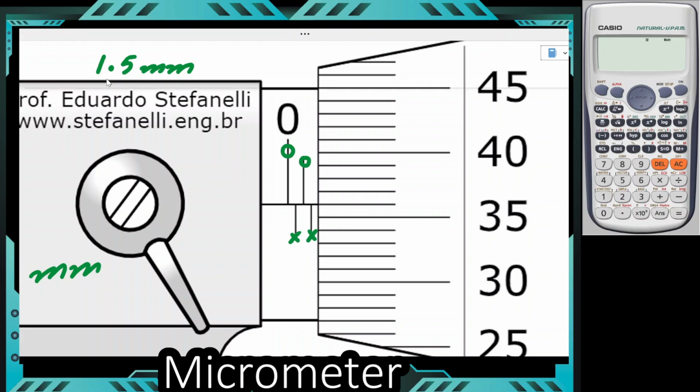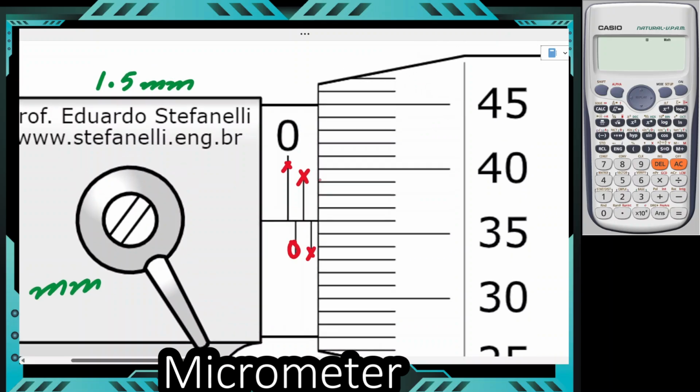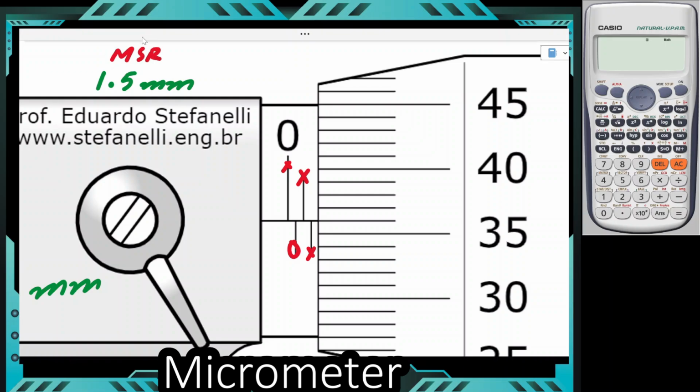How do we sort it out? Let me go through it once again. The upper lines are counted 1 millimeter. So 0, then 0.5, then 1, then 1.5. We don't have any other line on the main scale because after 1.5, the circular scale line starts. So this is what we get from the main scale. How much once again? 1.5. Main scale reading is 1.5 millimeters. That's for the first step.